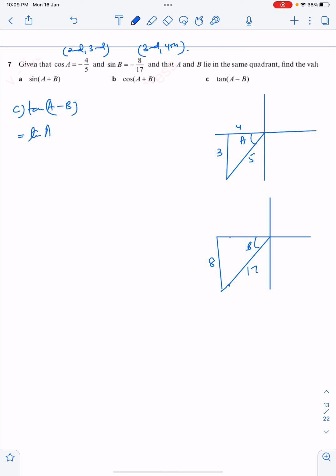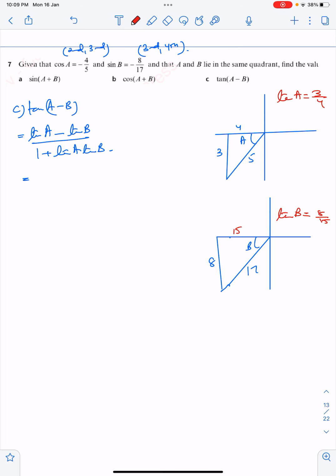Tan of a minus b is tan of a minus tan of b upon 1 plus tan of a tan of b. If I just find out tan of a from here, tan of a is 3 upon 4 and tan of b is, if I apply Pythagoras theorem here, this is going to give me 17 square minus 8 square, which is 15 here. So I'm writing 15. Tan of b is going to be 8 upon 15.